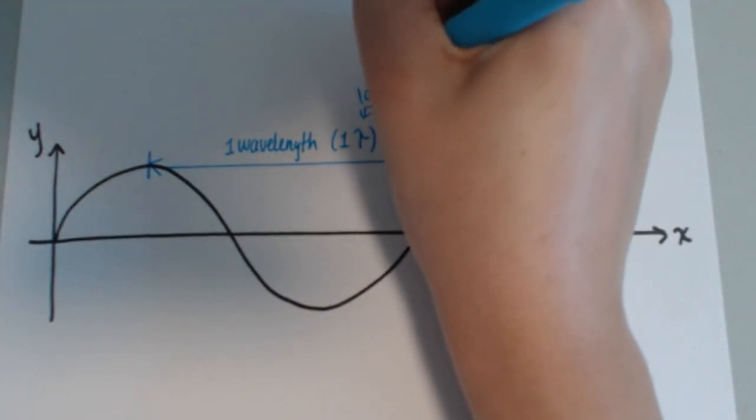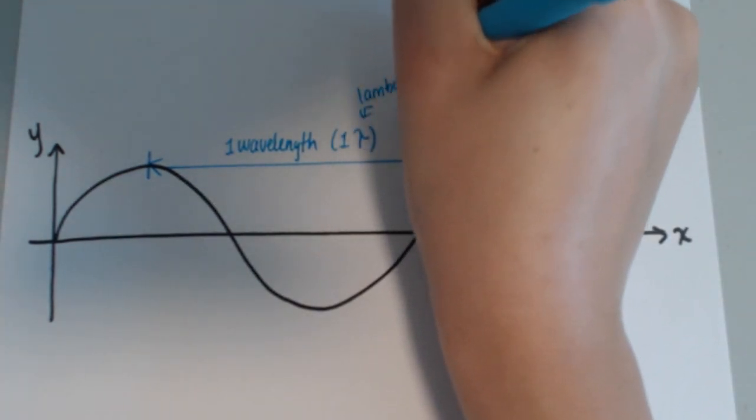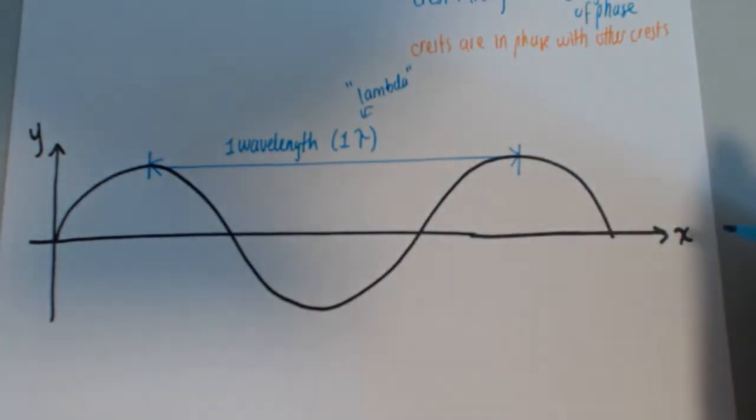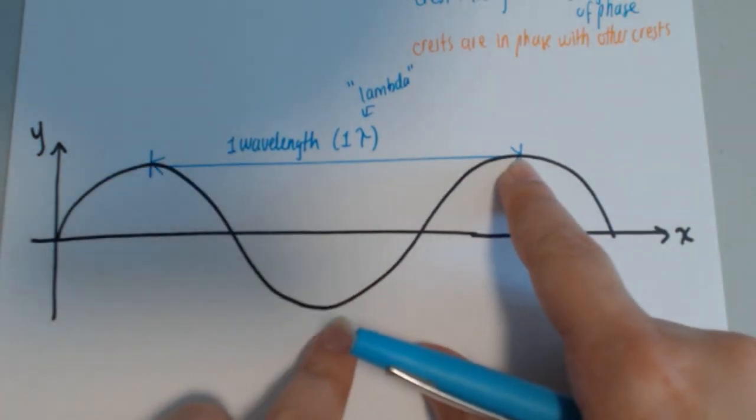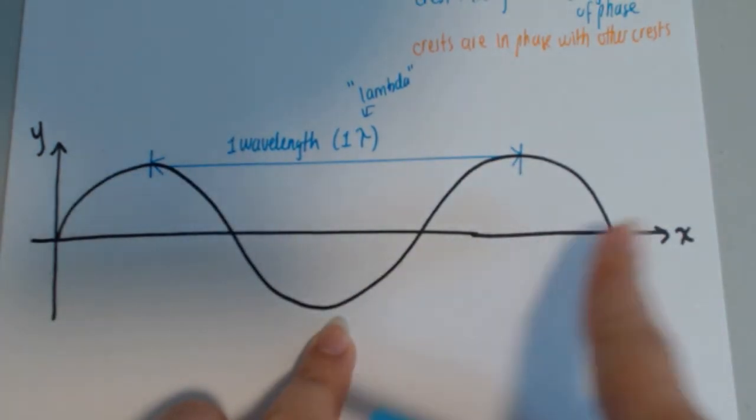This is the Greek letter lambda. And we use lambda for wavelength, always. Okay, so lambda, or the wavelength, we can measure from crest to crest. I can measure from trough to trough, which is not drawn here, but you can imagine it would be somewhere over here.